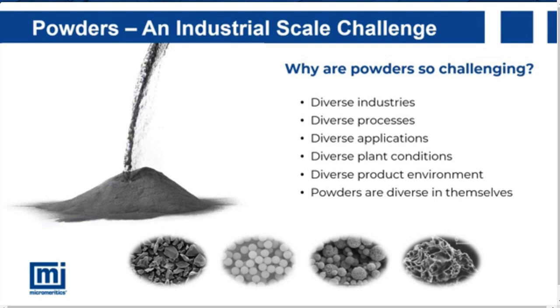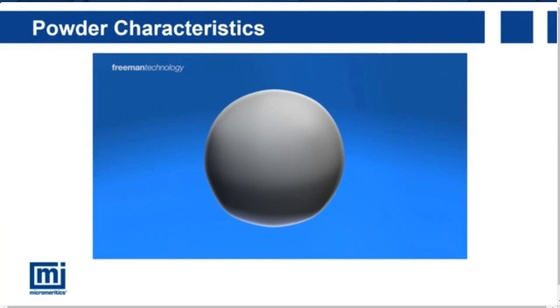Finally, powders are hugely diverse in themselves. Their particles vary in size, shape, surface texture, and porosity, for example. Here we can see a single particle of some imaginary powder. It looks nicely spherical and very smooth, so we could expect that a powder made up of such particles may behave comparatively favourably. However, we are rarely so fortunate.